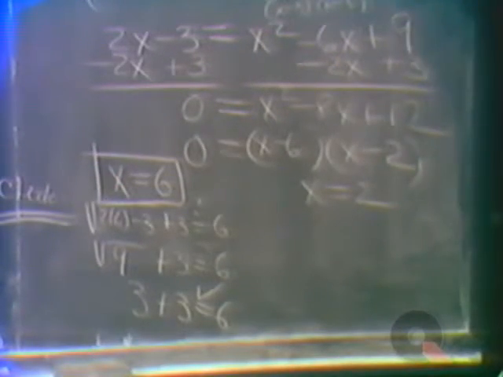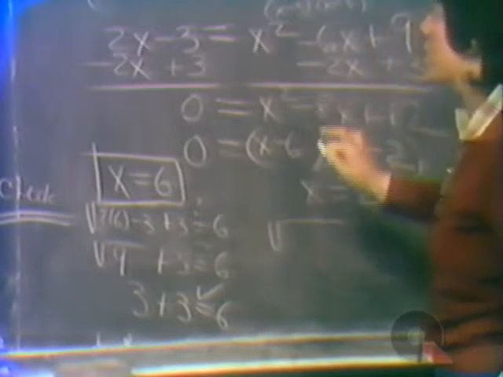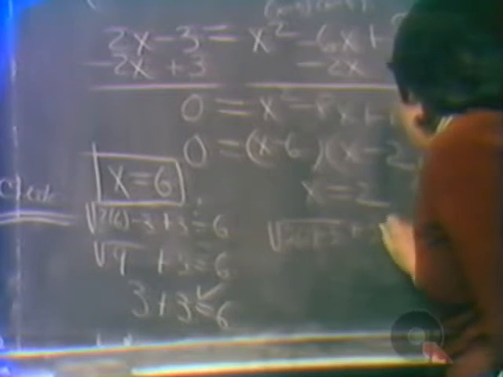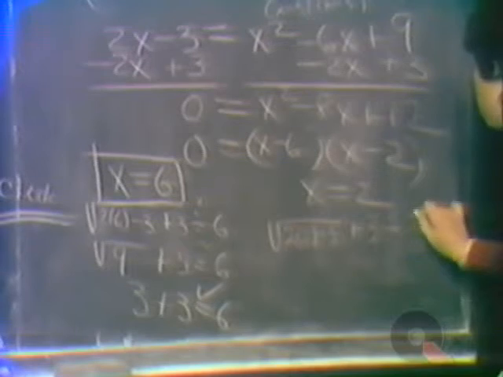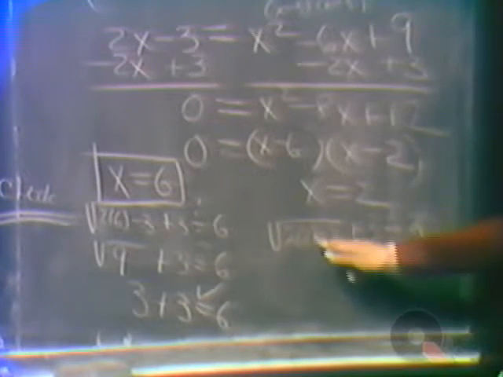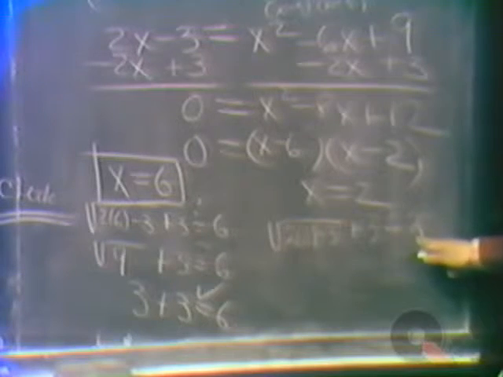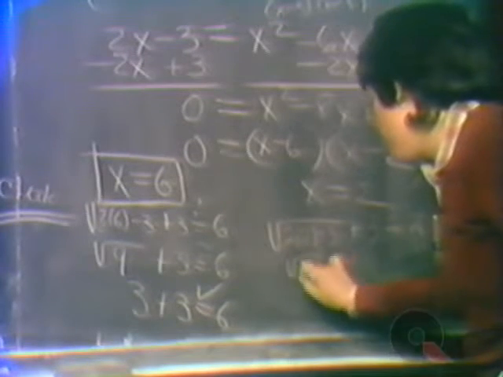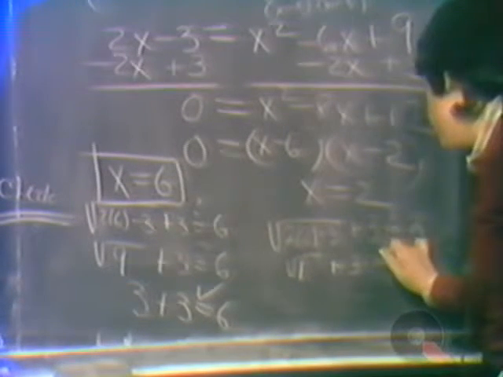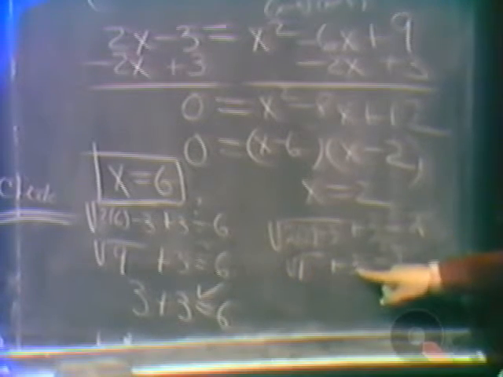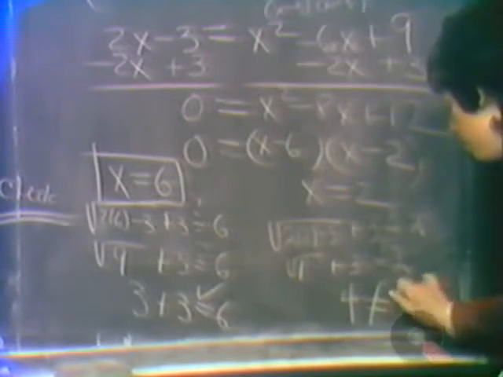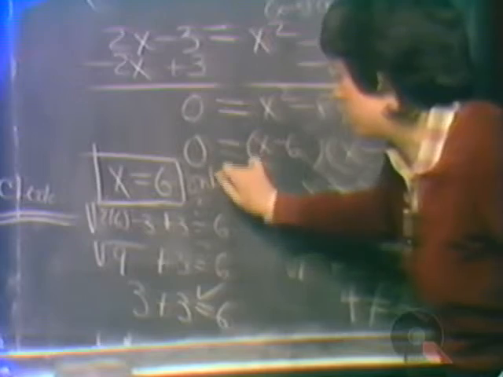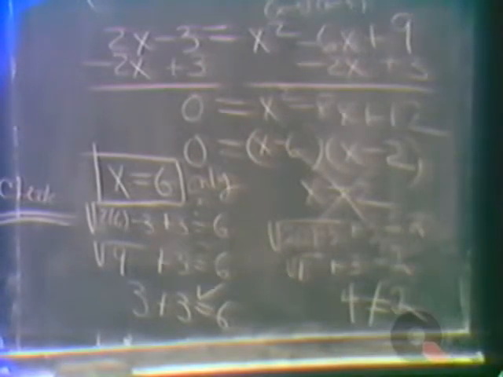Now what about x equals 2? We go back to the original equation. The square root of 2x minus 3, which is 2 times 2 minus 3, plus 3 should be equal to x, which is 2. This gives me the square root of 4 minus 3, the square root of 1, plus 3 should be equal to 2. 1 plus 3, that's 4, is not equal to 2. x equals 2 is not a solution. So x equals 6 is the only answer to this problem.